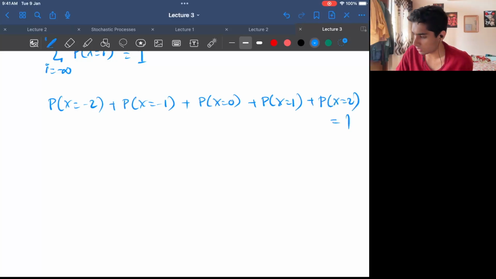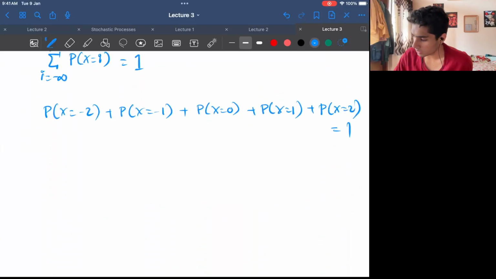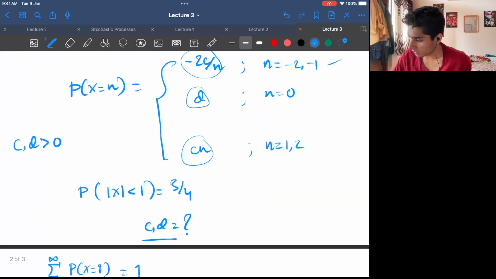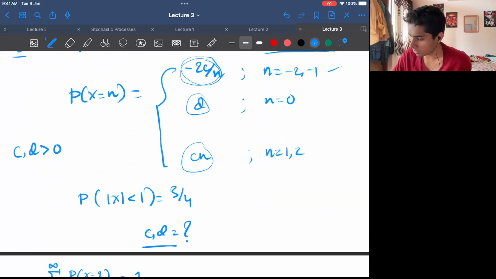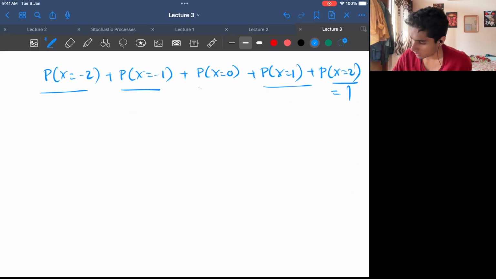This is what I'm saying, because these are the only values that this random variable can take, right? And we know that these two things are same. It is given to us. For the first two it is minus 2c by n, for the last two it is c by n, and the middle one is d.